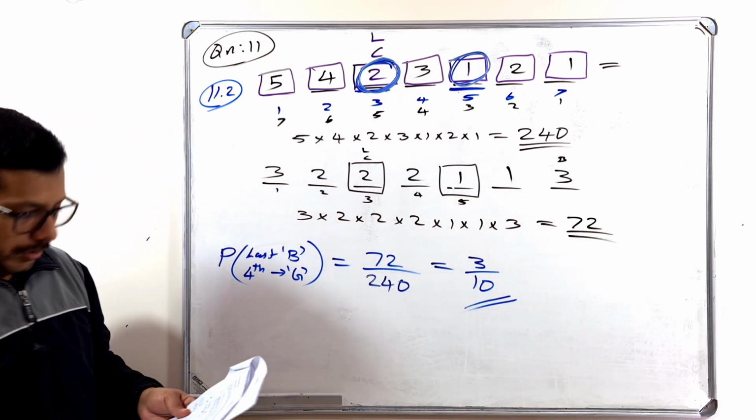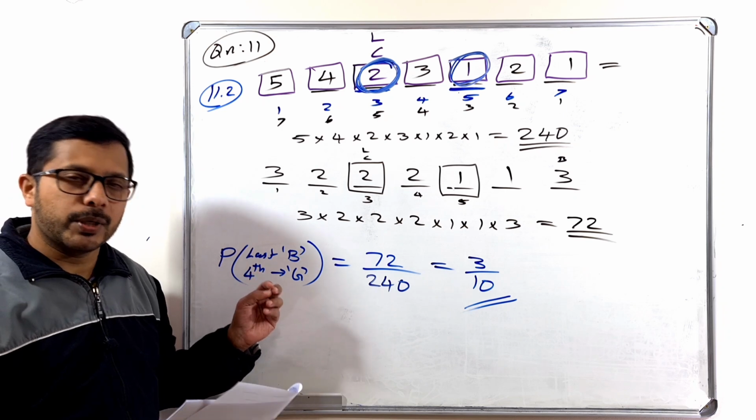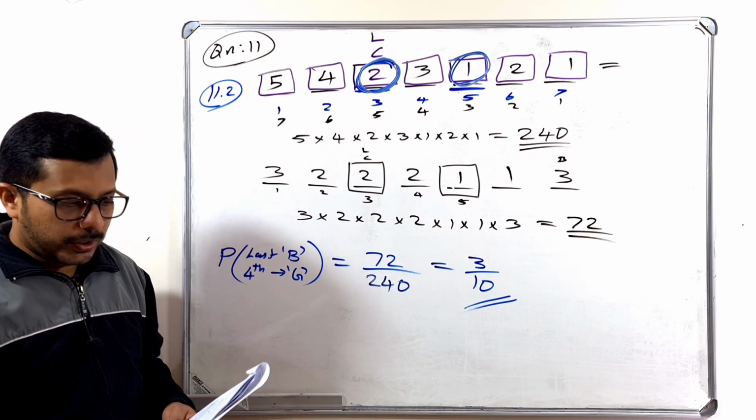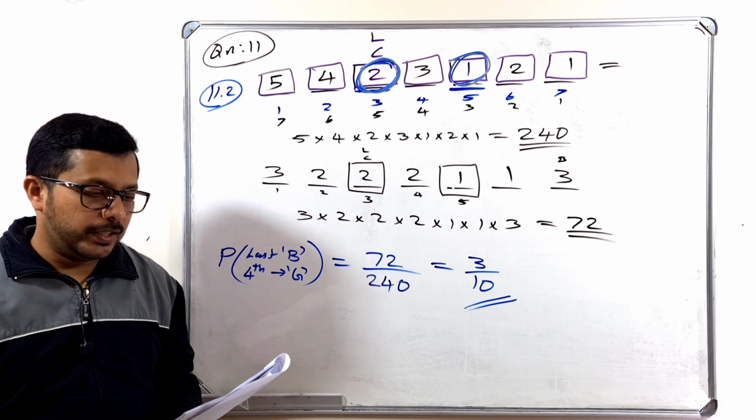So that is question number 11.2. Yeah, I know it's a little bit tricky, but listen again and try to understand. So that's the end of the September 2020 question paper. Hope you understand.